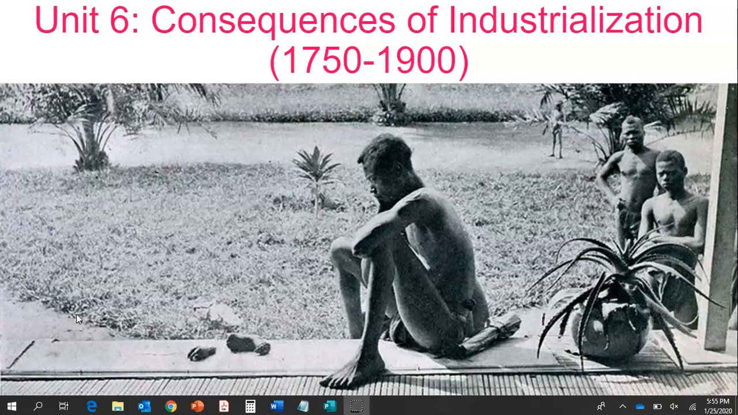6.1 is the rationales for imperialism. 6.2 is state expansion. 6.3 is indigenous responses to state expansion. 6.4 is going to be global economic development. 6.5 will be economic imperialism. 6.6 will be the causes of migration in an interconnected world. And 6.7 will be the effects of migration.